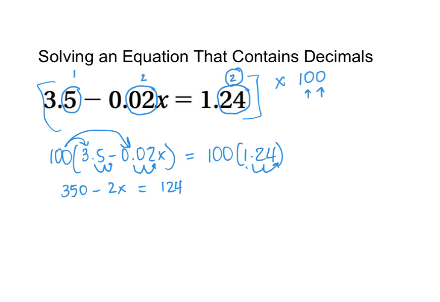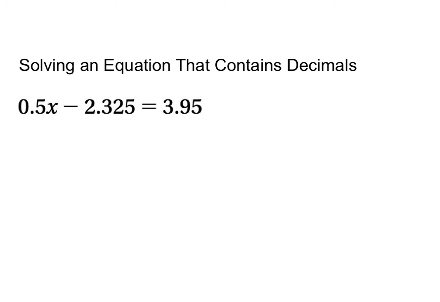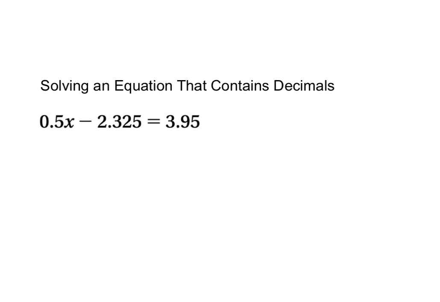From here, we've got a two-step equation that we all know how to solve. All you would do is subtract 350 from both sides, and then divide by 2x. You guys can do the rest of the solving. Solving an equation that contains decimals. Let's try one more example.